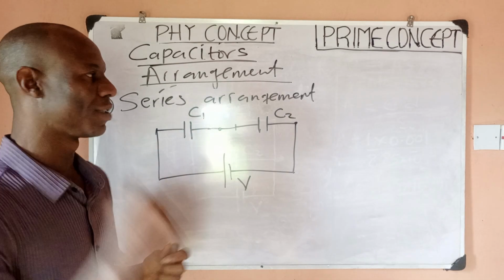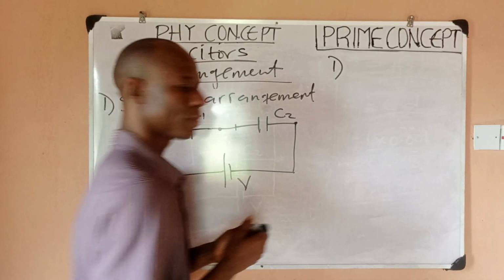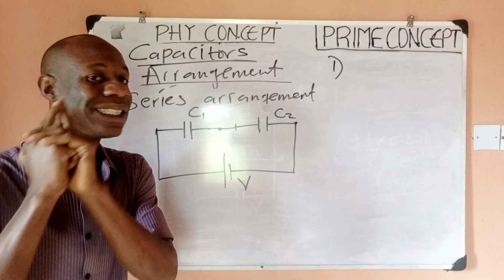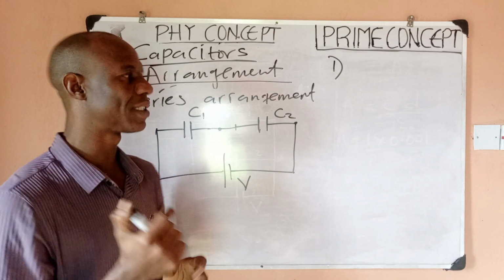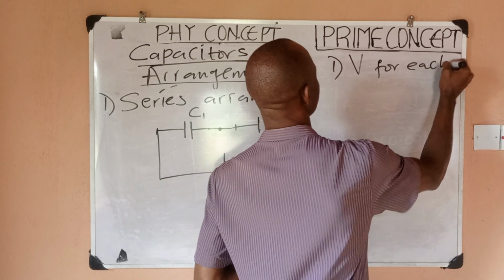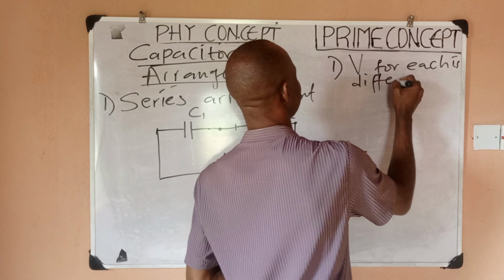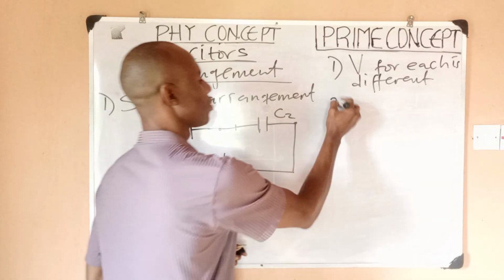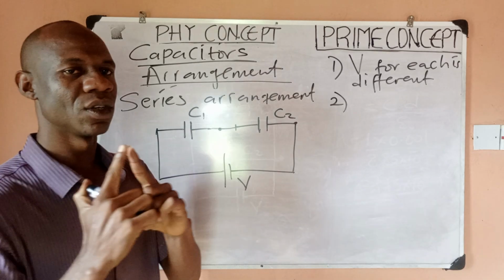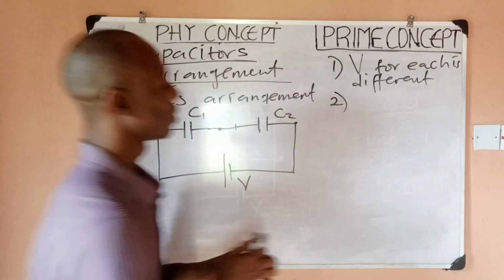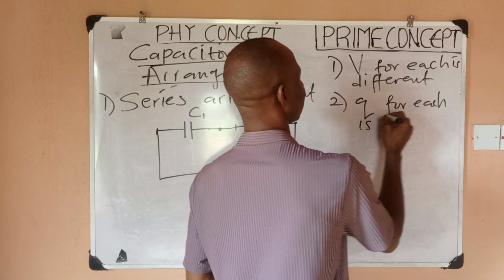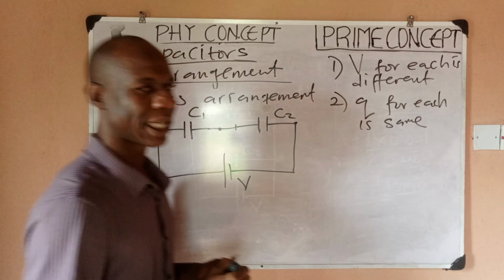One of the things you should note in series arrangement is that when capacitors are arranged in series, number 1 thing is that the potential difference across each capacitor is different. V for each is different. So that is one thing you should know. Then number 2 is that when capacitors are arranged in series, the charge across each capacitor is the same. So the charge for each is the same.